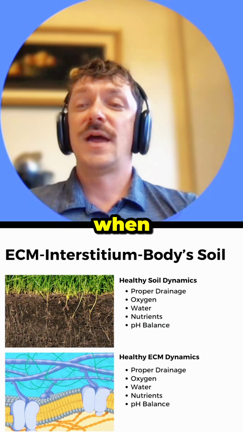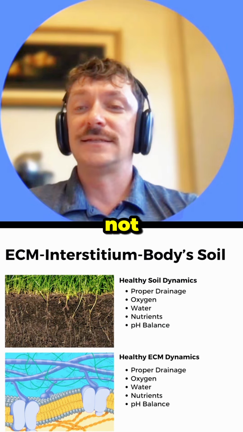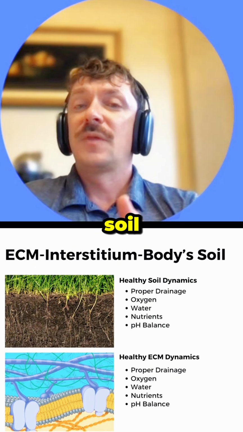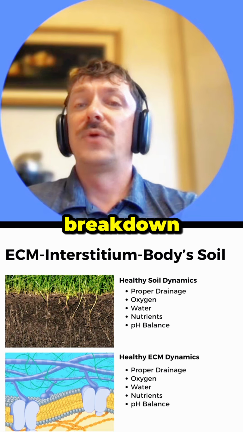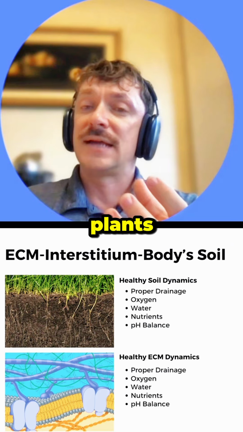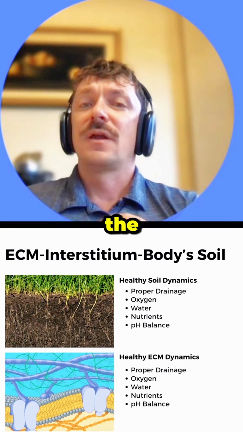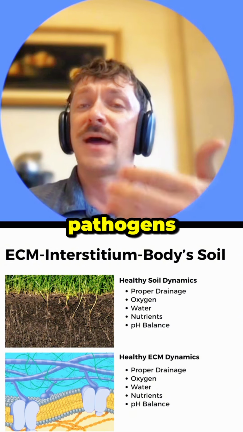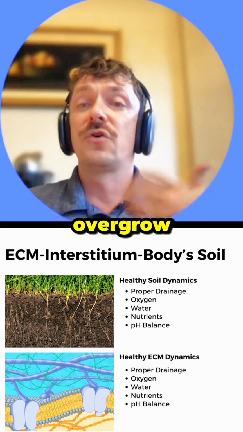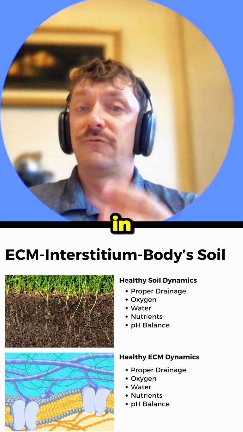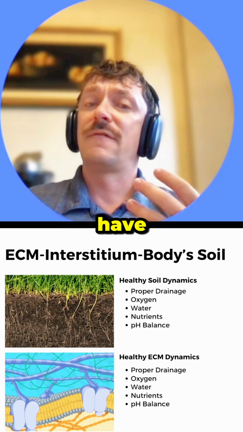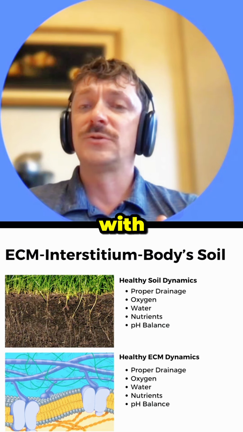And so what happens when these healthy dynamics are not properly maintained within the soil? We get stagnation in the soil, and we get the eventual breakdown, we get root rot in plants, and we get the eventual progression of disease. Fungus, bacteria, pathogens, microbes start to overgrow in soil, in farms and in our gardens. And the same thing happens to us if we don't have proper healthy dynamics within the extracellular matrix space.